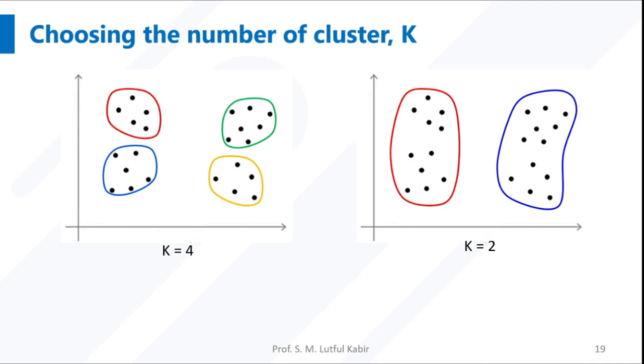Of course, there are cases where you decide the k value according to your need, but in most of the cases, the k value has to be decided from the minimum cost equation. So let us see how to do that. There is a method called the elbow method.